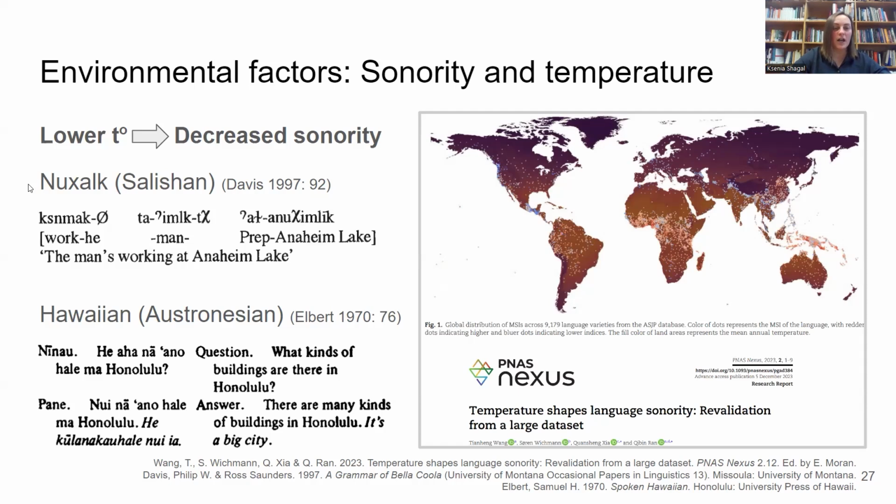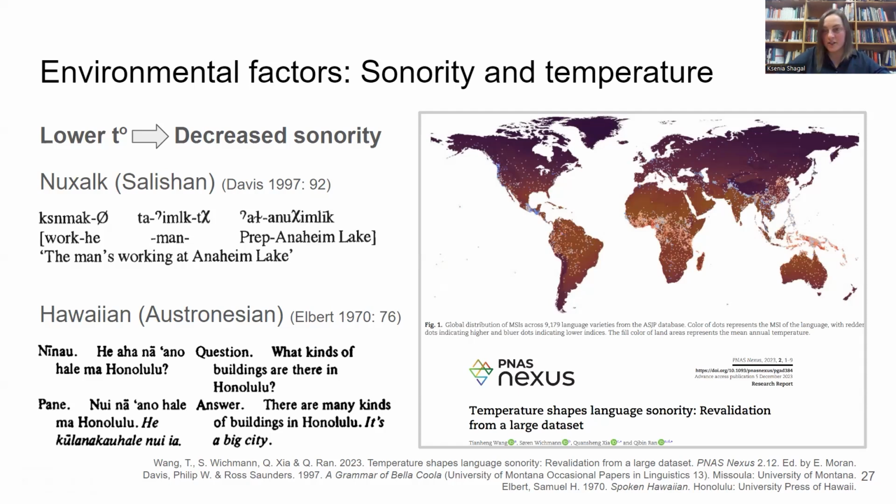languages here. The first one is Nuxalk, the Salishan language spoken in Canada. And here we have Hawaiian, an Austronesian language spoken in Hawaii. If you just try to compare those languages, you will see that in Nuxalk you have lots of consonants. I'm not going to try to pronounce this, but you can see that there are lots of consonants here, and it's indeed spoken in a colder climate. And then Hawaiian is an example of a language which has lots of vowels, and the syllable structure is such that it always has to be open and end in a vowel. And yet it's a much warmer climate.